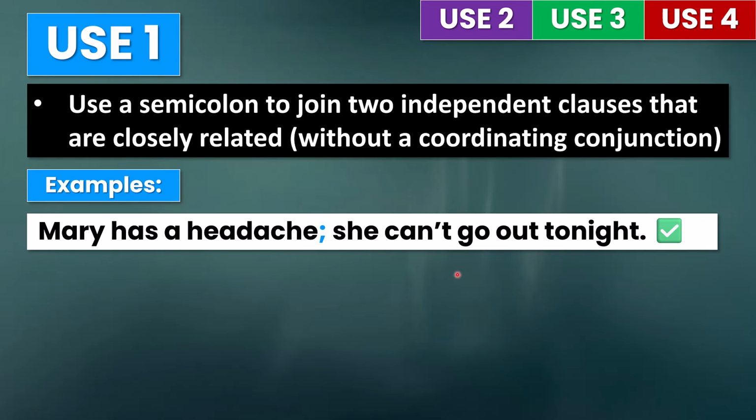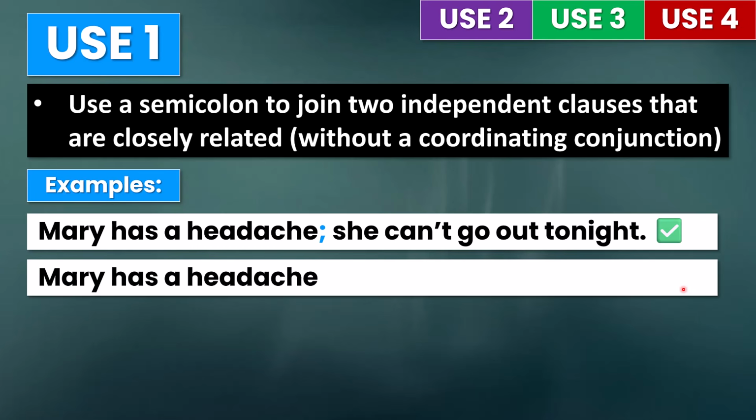Now, if the next sentence was completely unrelated, for example, Mary has a headache. I got a C on my paper. Well, those aren't related, so we would not combine them with a semicolon. Now, a lot of people make the mistake of just adding a comma, and this is incorrect. This is called a comma splice. Mary has a headache, comma, she can't go out tonight. You can't do this. You have to use a semicolon instead of a comma.